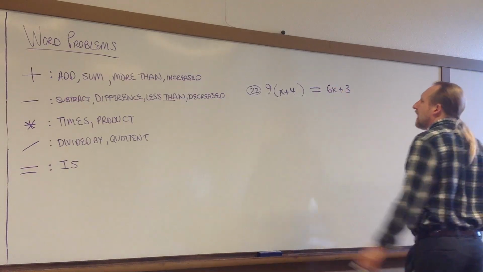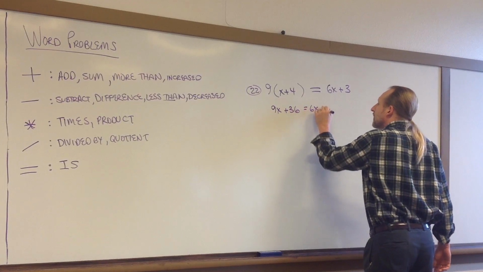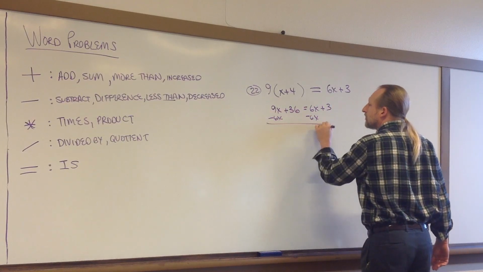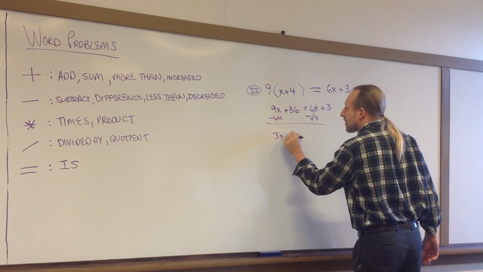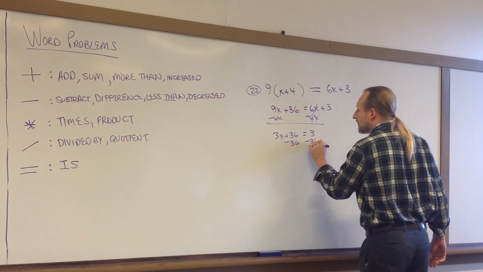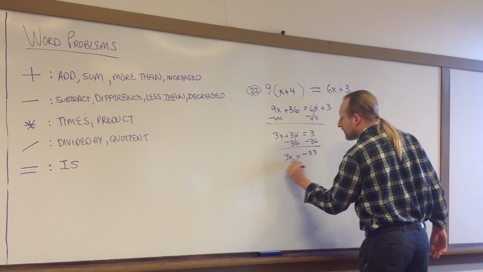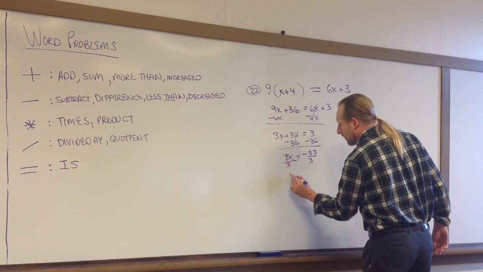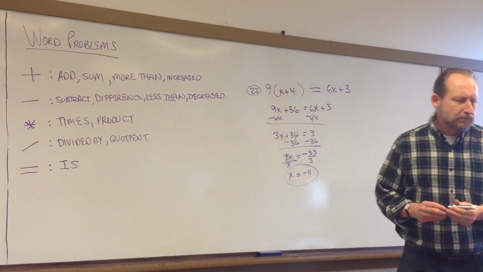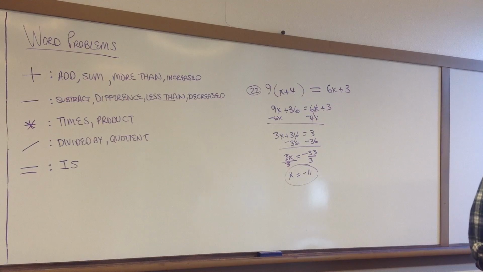It's got 2 sides. Let's distribute this to get us started. And then I'll subtract 6x on both sides. And then subtract 36. 3x is negative 33. And so x is negative 11. Let's see here. Got 2 more of these on here.